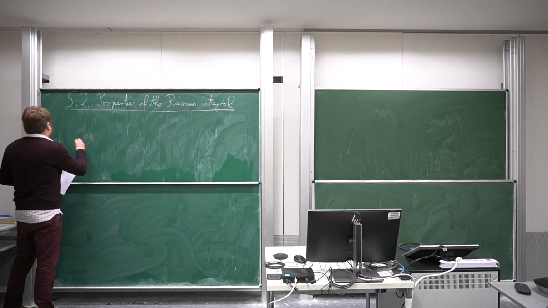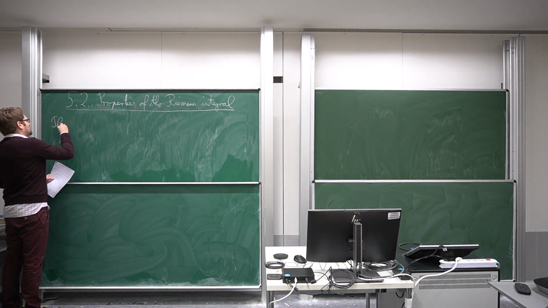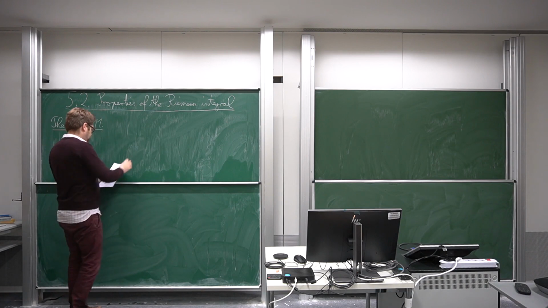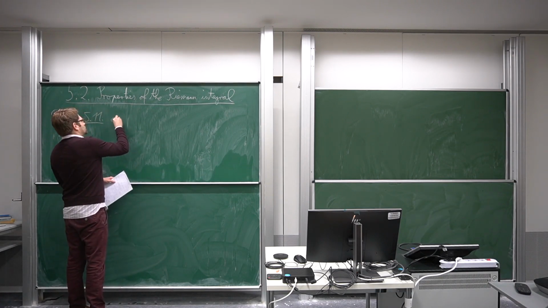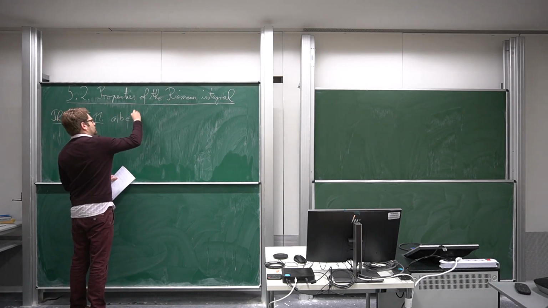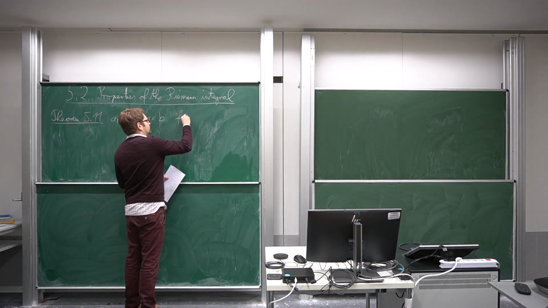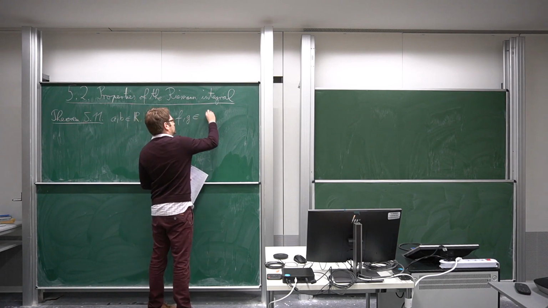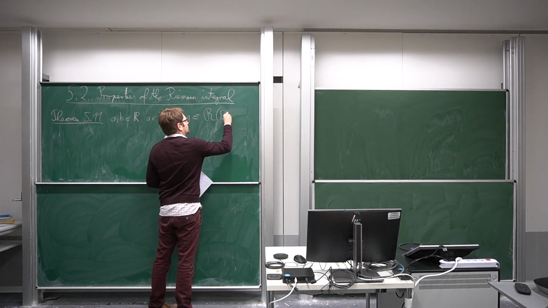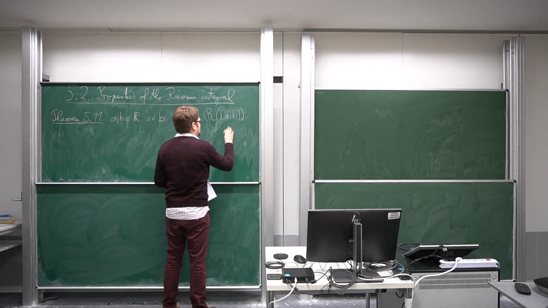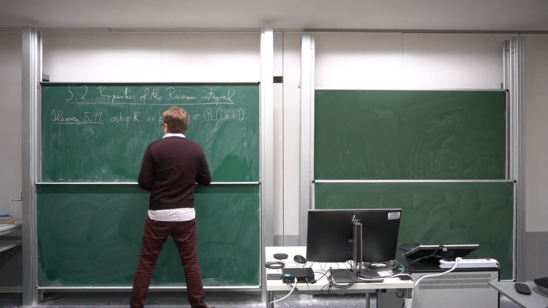Okay, in the first theorem I basically summarize all properties of compatibility of the Riemann integral with algebraic operations. This is theorem 5.11, which has a lot of parts. So assume we have a, b in R with a smaller than b, and assume that we have two Riemann integrable functions, f and g, Riemann integrable on [a, b]. Then the following properties hold.